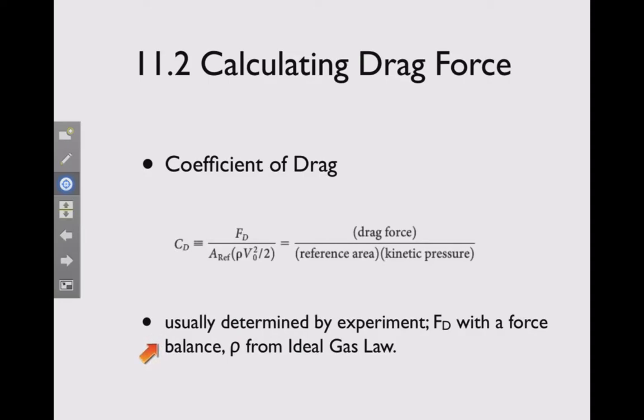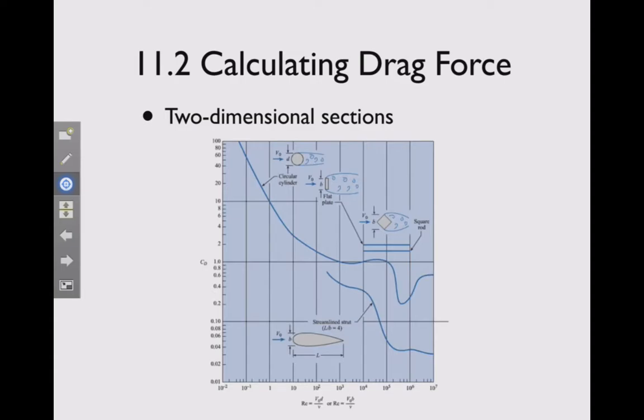Again, it's very difficult to predict using equations how the flow is going to be around an object, and so a lot of times we'll do experiments to determine the coefficient of drag and the drag force. And so here are some examples of experimental data from different objects. We have a circular cylinder, around which we can see at low Reynolds numbers, very small Reynolds numbers, less than 0.1.